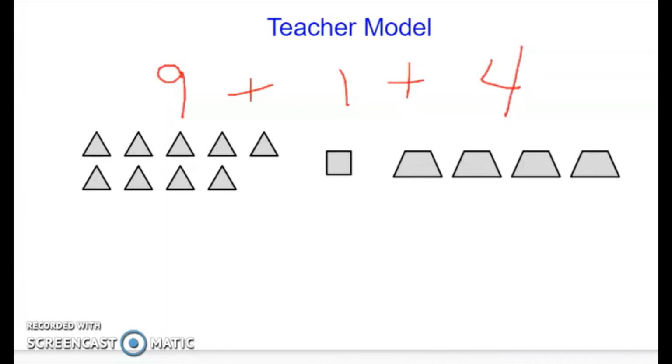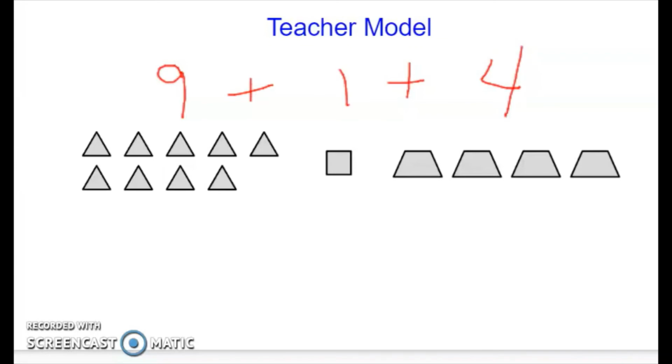We can do many things to figure out our whole or our total here. We could start with the larger number and count on. We could add the groups together by counting them all. But today's strategy, I'm going to teach you how to make 10 since it is such a friendly number. What do you think about that? Talk with your friend or a family member. This is the first time that we are going to try the make 10 strategy.